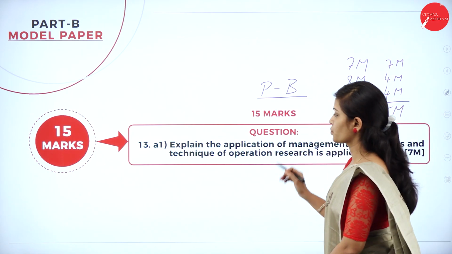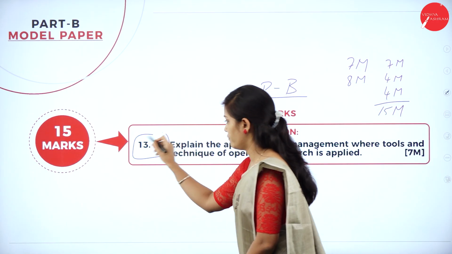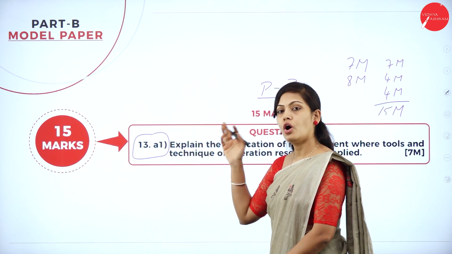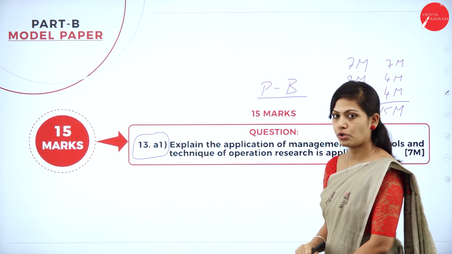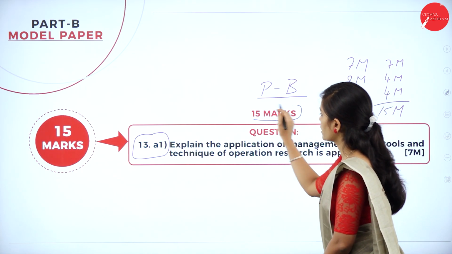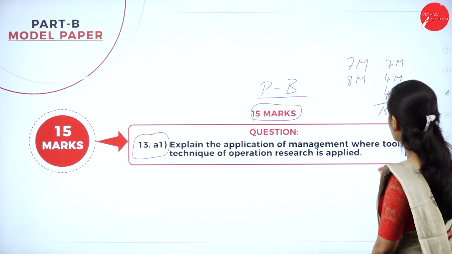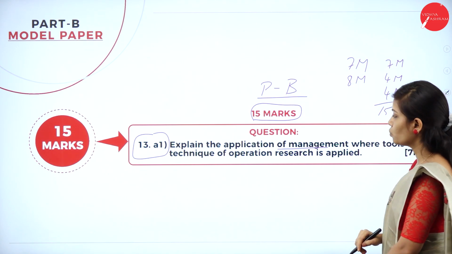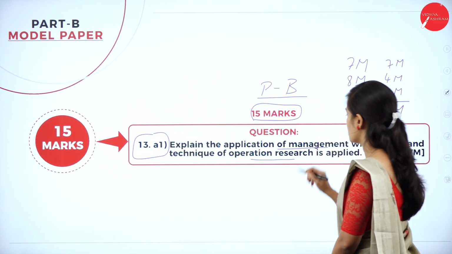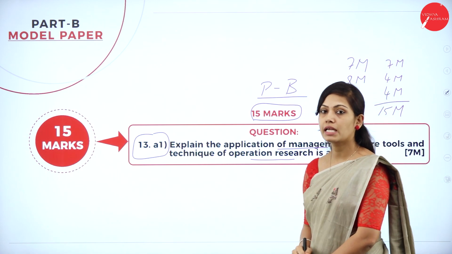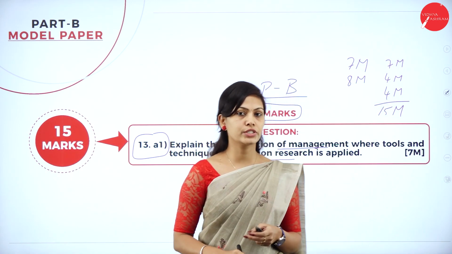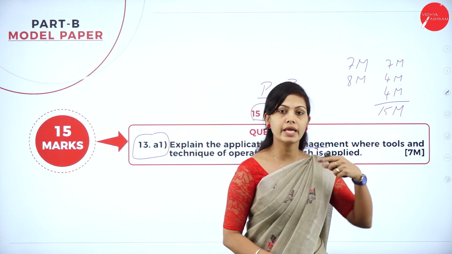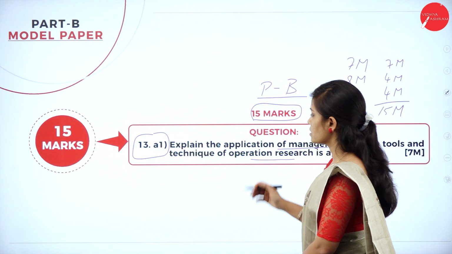Part B, first question is 13A1 and 13A2. You have to attend 13A1, A2 or 13B1, B2. You have one choice in part B. So each question carries 15 marks. This first question: explain the application of management where tools and technique of operation research is applied. That is for 7 marks. So first question is A1, this question carries 7 marks. The next question is 8 marks. So this is the A1 question.